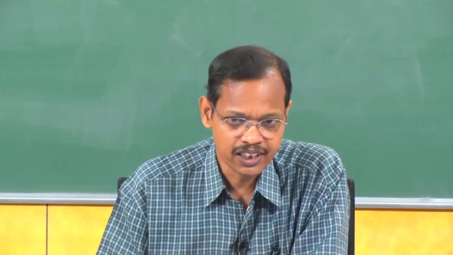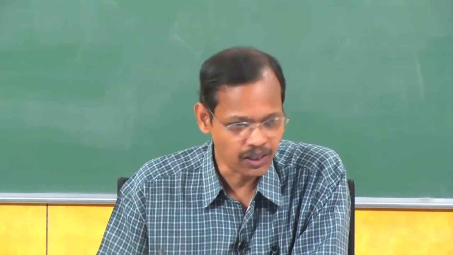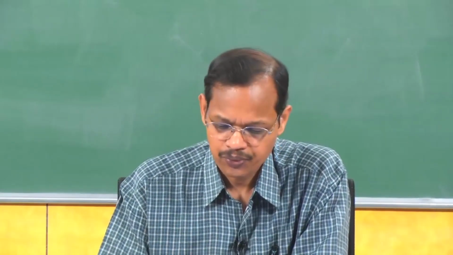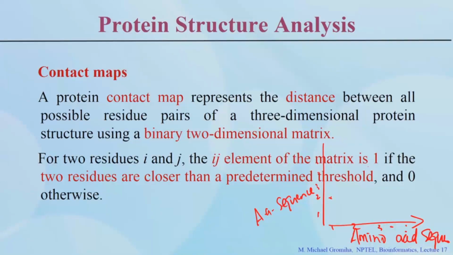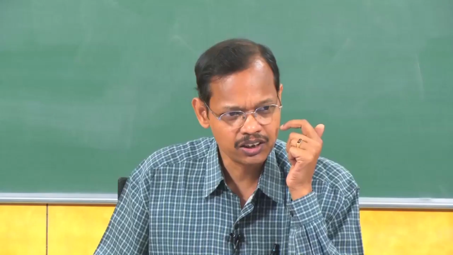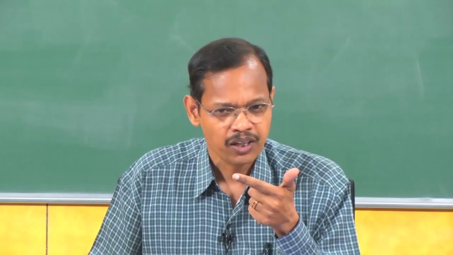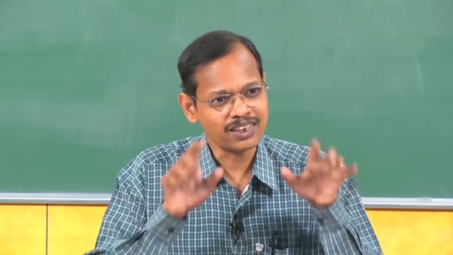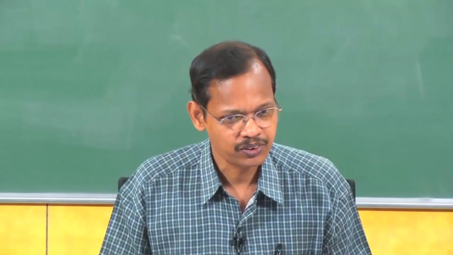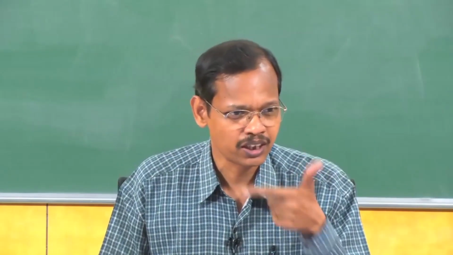Take two residues, residue i and another residue j. The matrix entry is 1 if the residues are closer than some specific threshold distance. In this case, we need information regarding the distance, and then, for getting the distance, which atoms we need to consider. These are two different aspects we need to construct a contact map.